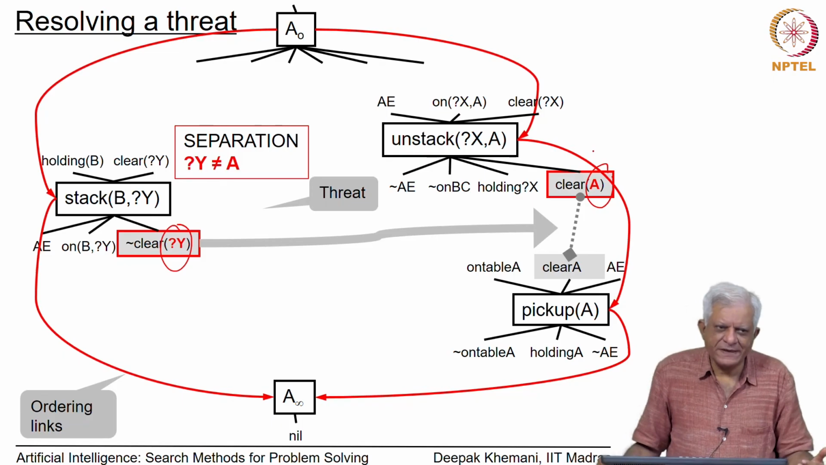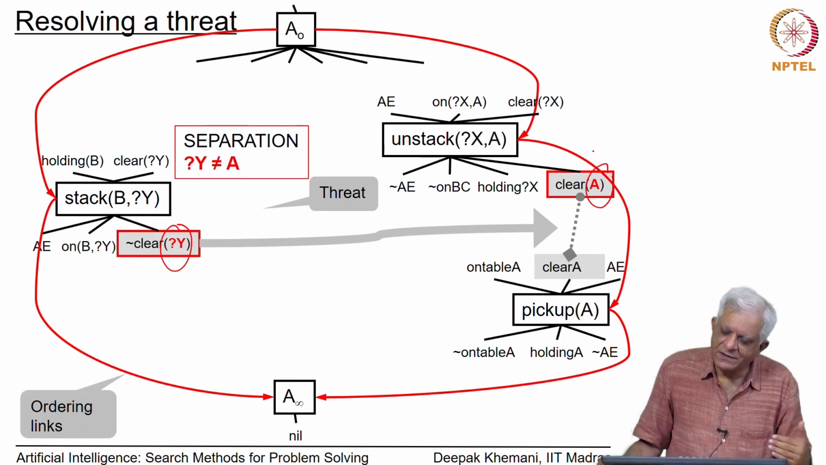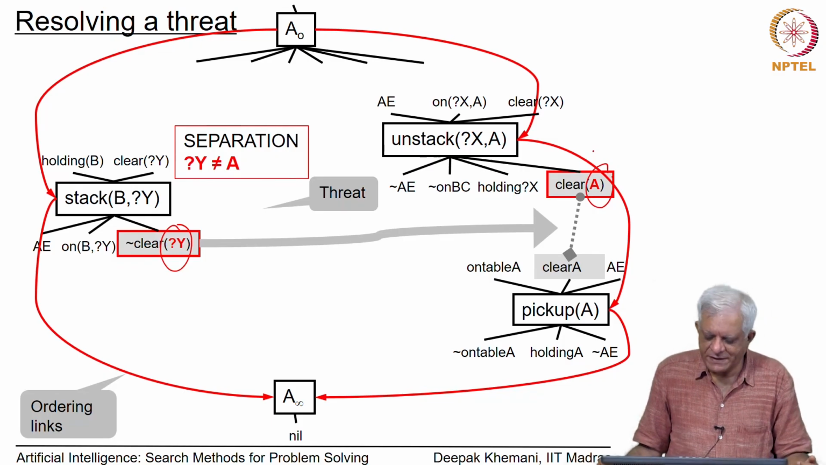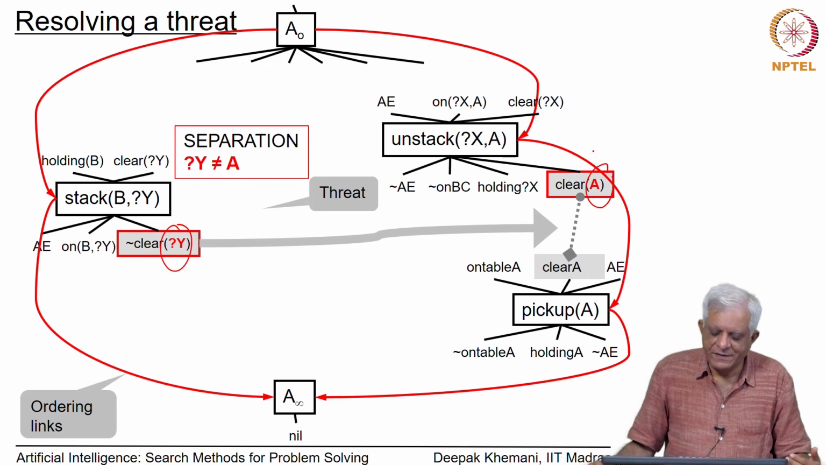So, now let us take up an example of this process and see how partial order planning or plan space planning, as we have been calling it, finds a plan. We will do that in the next session.